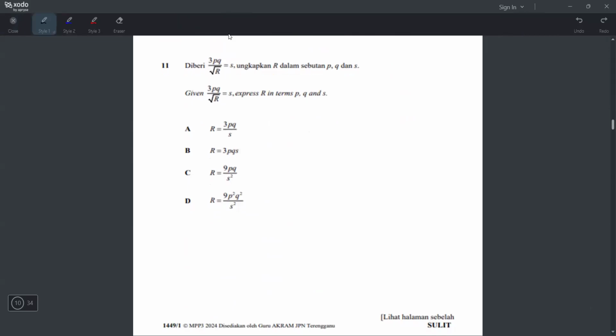Okay, let's move on. Number 11. Given 3PQ over square root R equals S, express R in terms of P, Q, S. Okay, if they want to express R, means they want you to make R single. You kena jadikan R single. So how do we make R single?